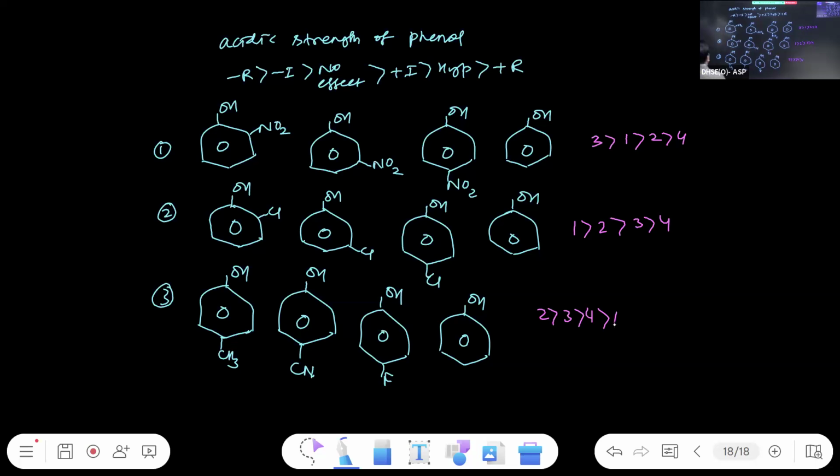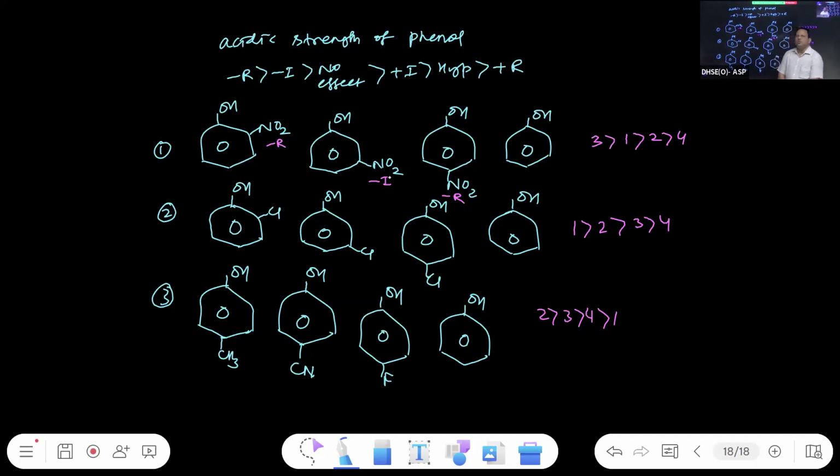First, NO2 shows a minus R effect as well as minus I if it is present at the para position. But at the meta position, it is only minus I. We know from this order that both minus R and minus I increase the acidic strength. So which will increase more? The minus R. If minus R increases more, the least acidic is phenol. Then it is followed by meta nitrophenol. So the second is meta nitrophenol.